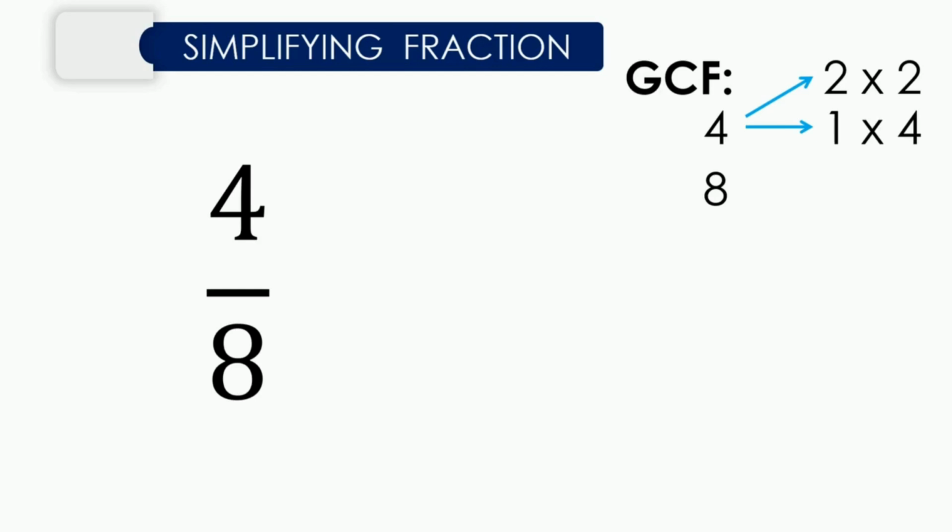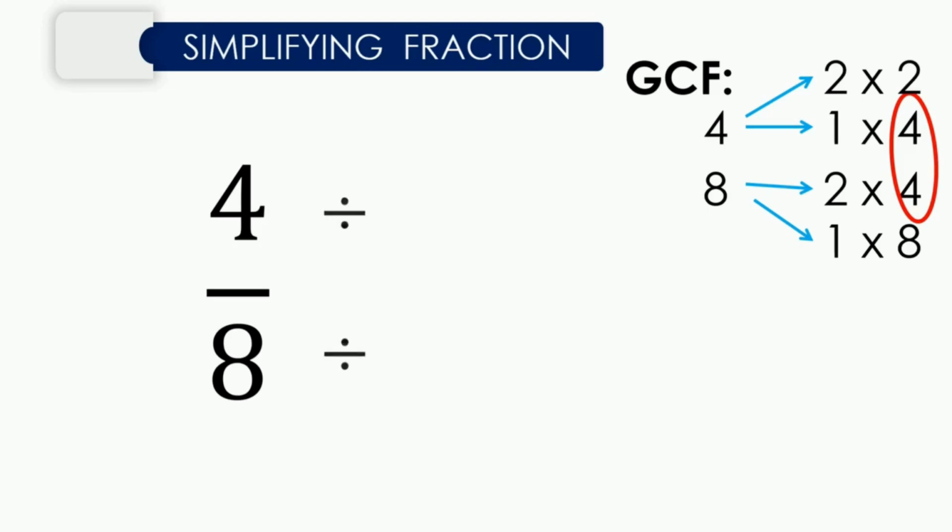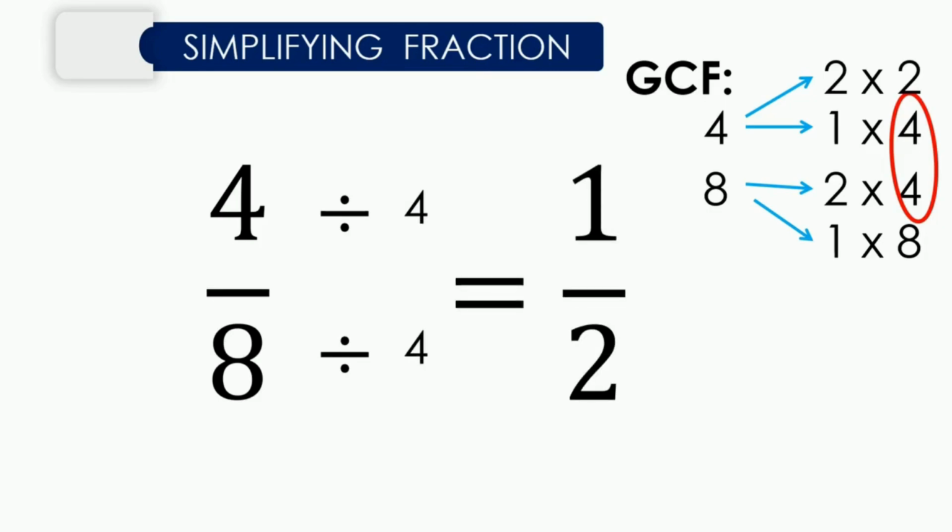Now let's proceed to 8. The factors of 8 are 2 and 4 because 2 times 4 is 8. 1 and 8 are also factors because 1 times 8 is equal to 8. Now, to determine the GCF, we need to search for the biggest factor that is common to 4 and 8. That factor is 4. So, to simplify the fraction 4 over 8, we need to divide each number by 4. Dividing each number by 4 will result in 1/2. Now 1/2 is the simplified form of 4 over 8.